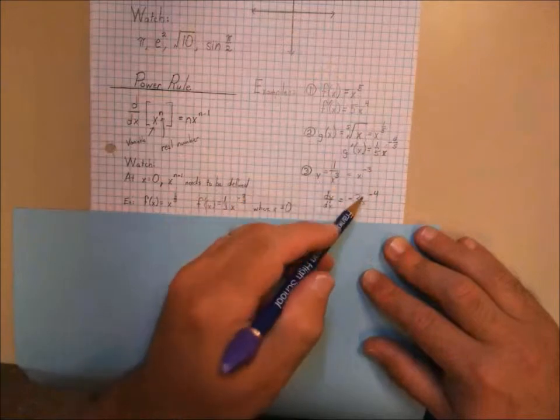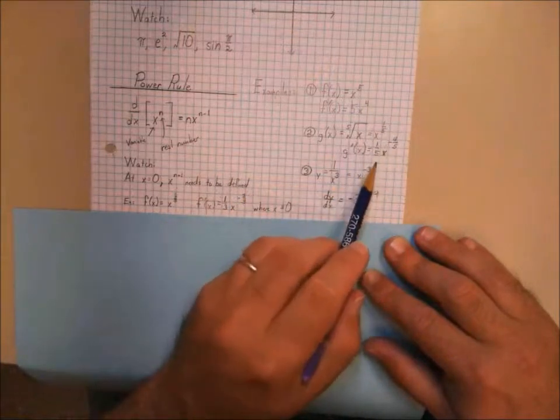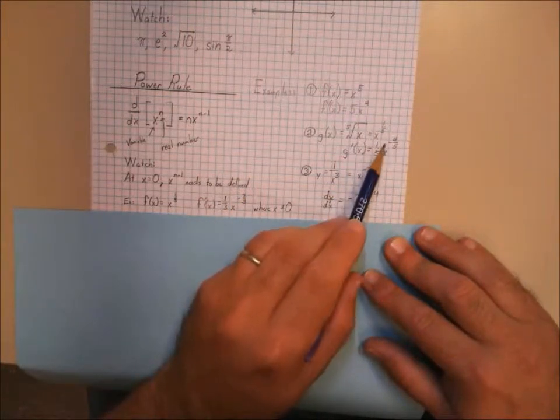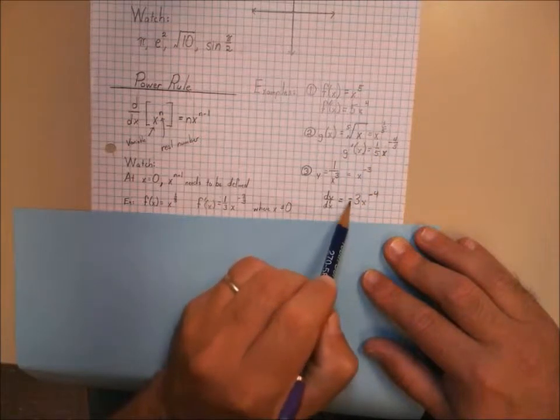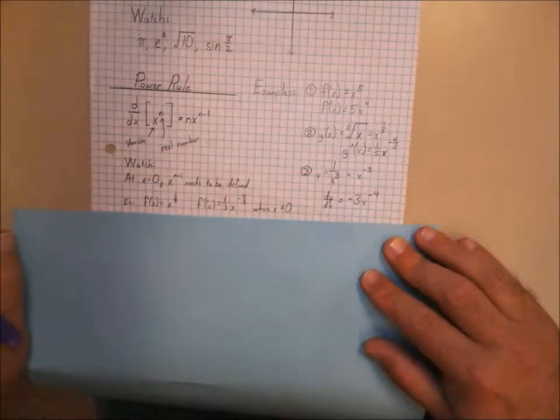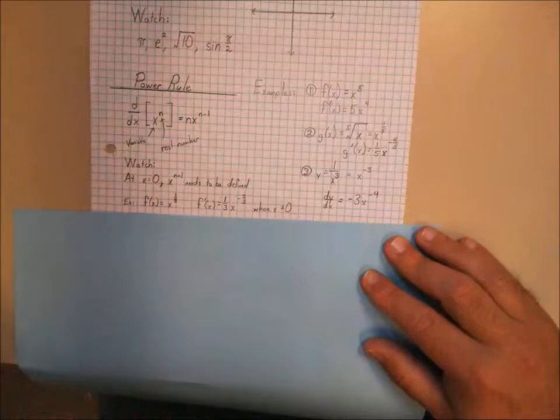So keep in mind, you could change this back, put this on the bottom, and it'd be the 5th root of x to the 4th. You can move this to the bottom, be negative 3 over x to the 4th. Okay, but a very important rule, the power rule.